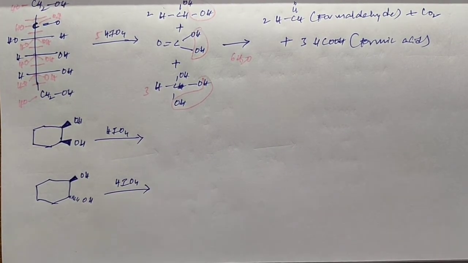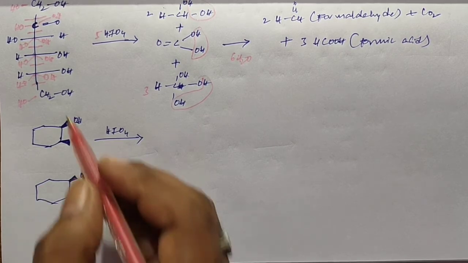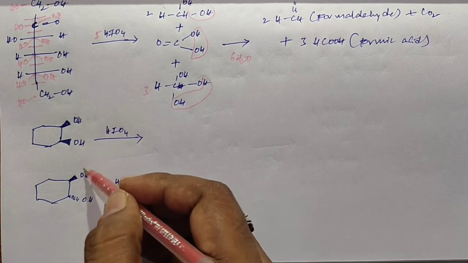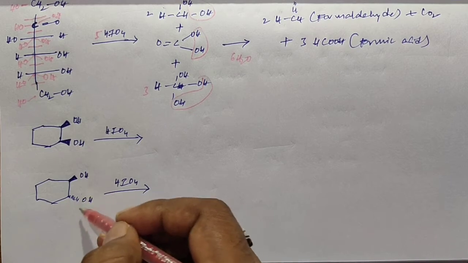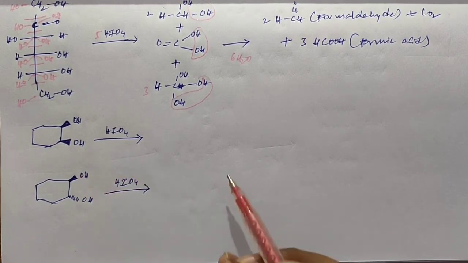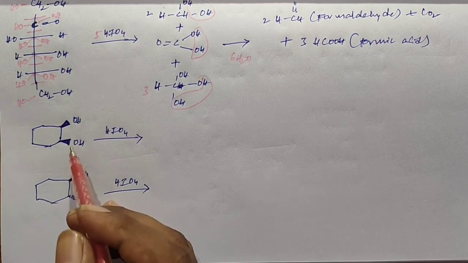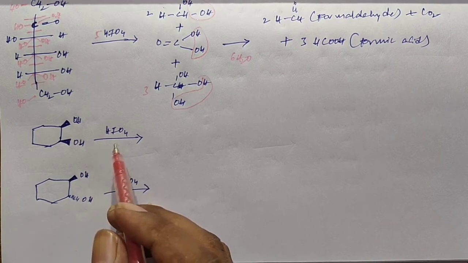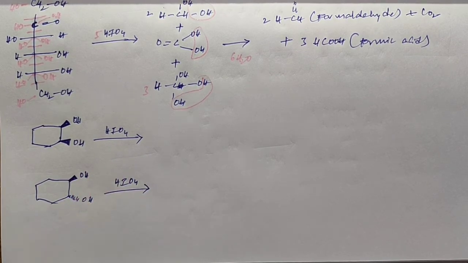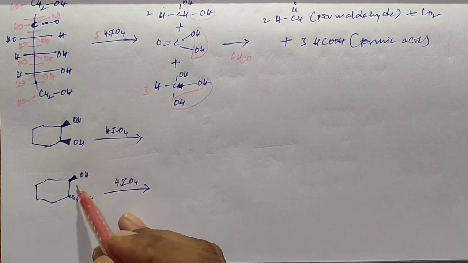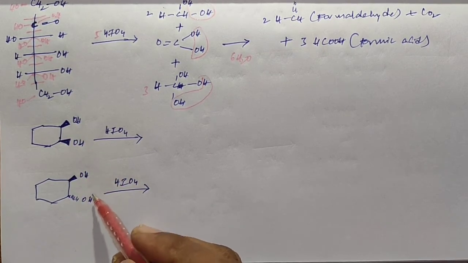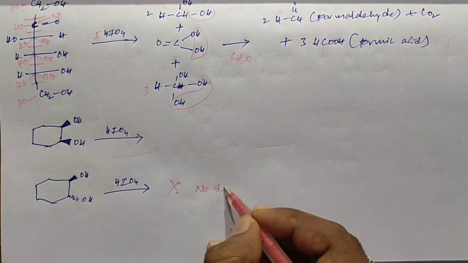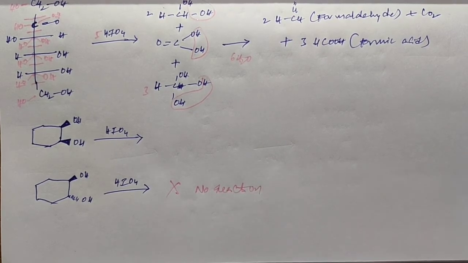Both compounds look the same, but in one the two OH groups are present above the plane, and in the other one OH group is present above the plane and the other OH group is present below the plane. When vicinal diols in cyclic compounds undergo oxidation with periodic acid, the two OH groups must be in the same plane. Here both are present in different planes, so for this compound no reaction can be possible. Here no reaction.